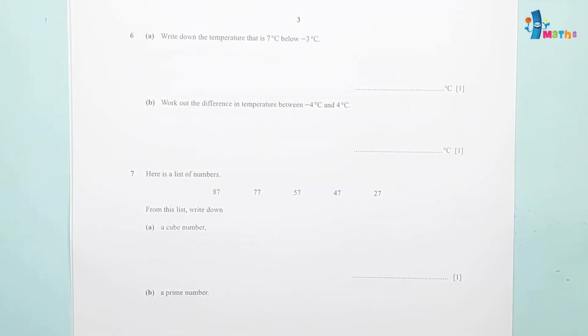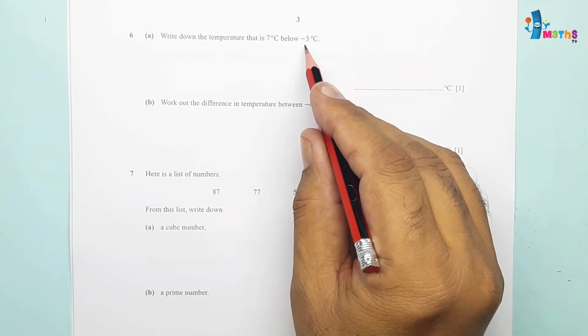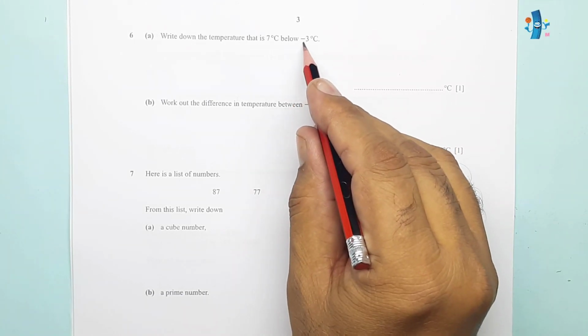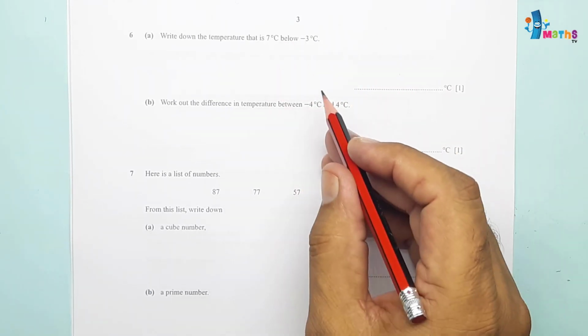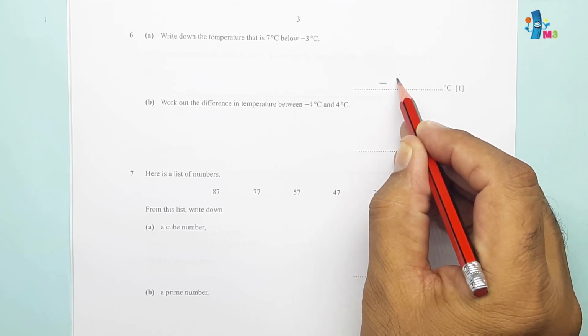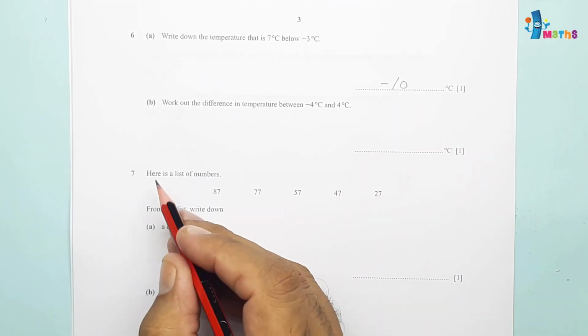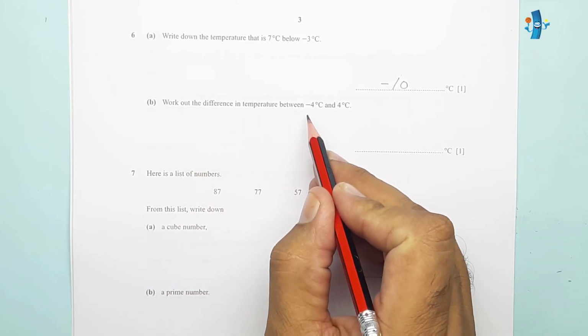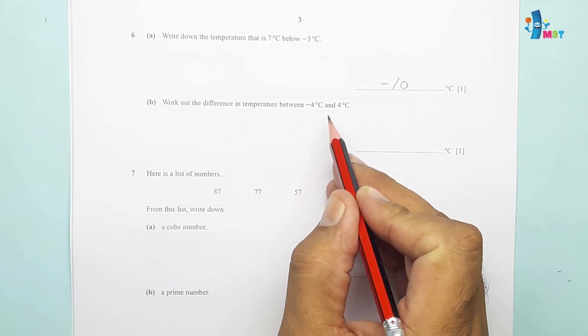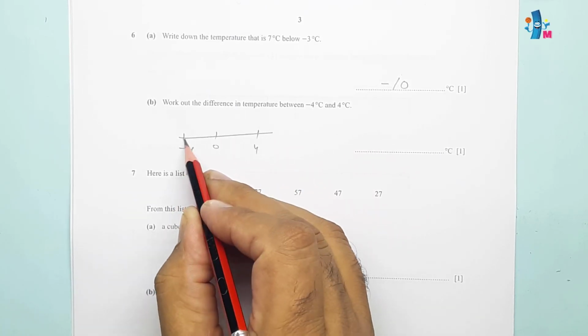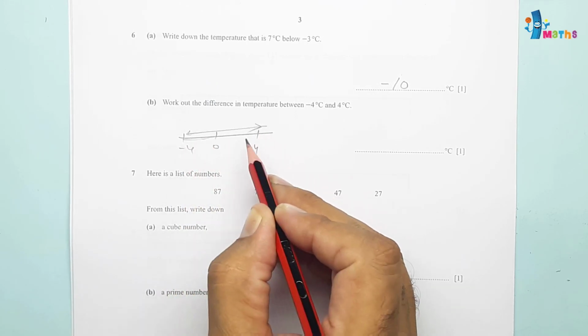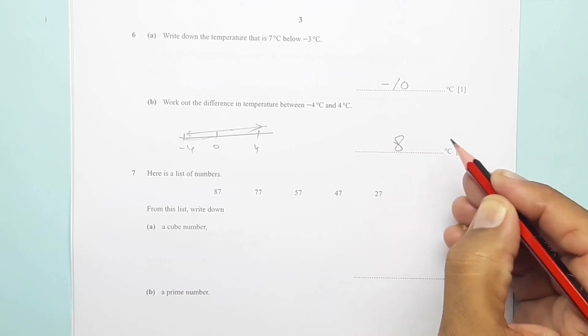Next is question number 6, which is write down the temperature that is 7 degrees Celsius below -3. So below, 7 from -3 will be -3 minus 7, which is -10. Then work out the difference in temperatures between -4 and 4. If we check the number line, this is 0, -4 is on this side and 4 is on this side. So the difference between these two will be 4 plus 4, which is 8 degrees Celsius.